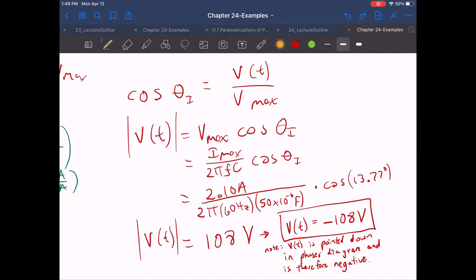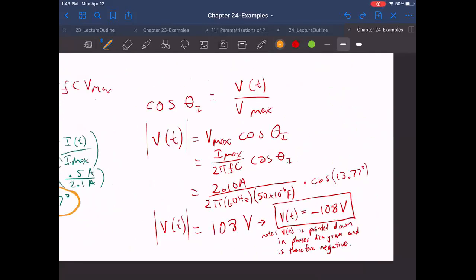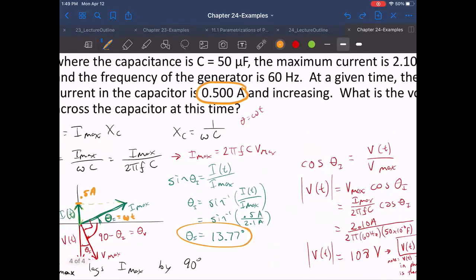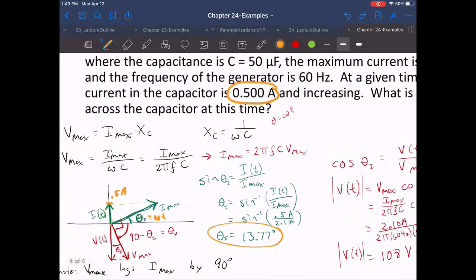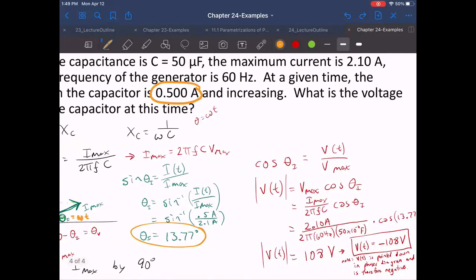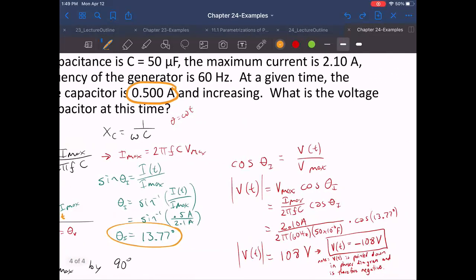Now notice this is the magnitude of it. You then have to refer back to your picture and note that that projection for voltage is pointed down. So it's negative 108 volts. Because you could have gone with the 90 minus theta and had a negative angle, in which case it wouldn't have been the absolute value. But I made it geometrically simpler. I used concept to avoid a little bit of math there. But you could have just purely done the math with the negative angle and it would have worked out for you.